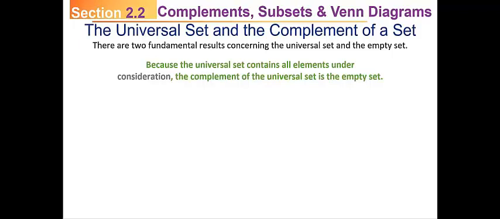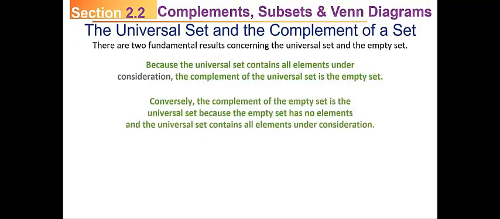There are two fundamental results concerning the universal set and the empty set. First of all, because the universal set contains all elements under consideration, the complement of the universal set then has to be the empty set. The complement of everything would be nothing. Secondly, the complement of the empty set is the universal set because the empty set has no elements and the universal set contains all the elements.